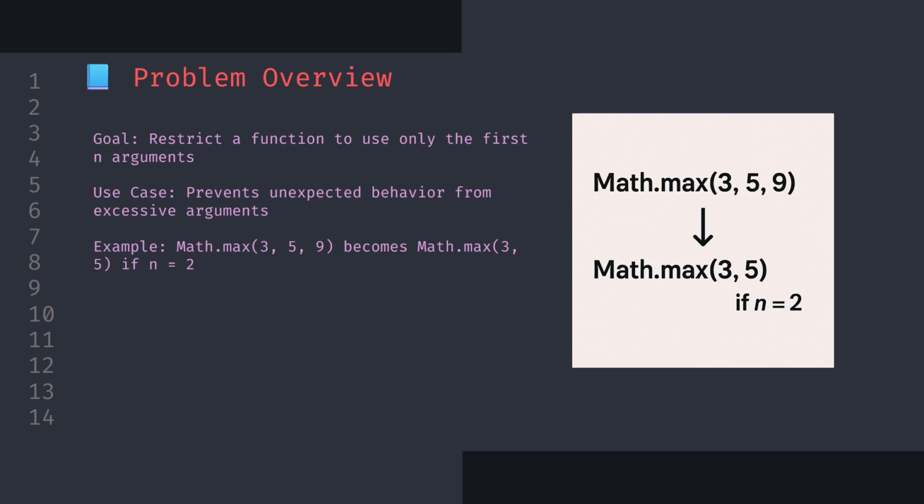Sometimes, a function might receive more arguments than we want. Maybe you only care about the first two values for something like Math.max. We wrap the function and control how many arguments it's allowed to use. This ensures consistency and avoids surprise bugs.